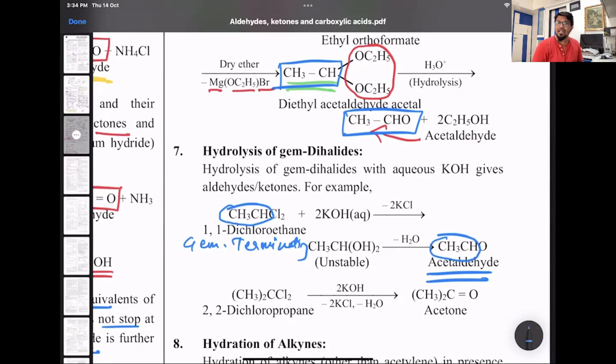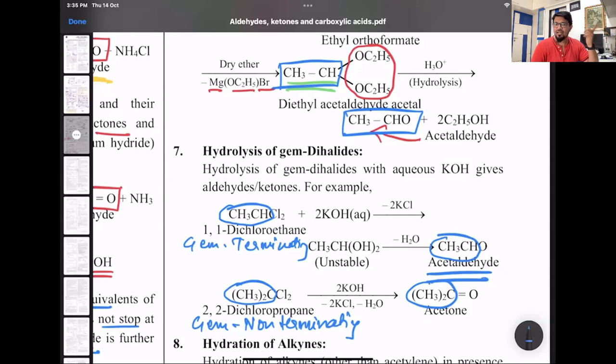The second is 2,2-dichloropropane, that is isopropylidene dichloride, which is again geminal non-terminating. So non-terminating will give a ketone. So CH3 twice, the C will remain as it is, and you will have a ketonic group, C double bond O. That's it. So geminal terminating with aqueous KOH gives an aldehyde. Geminal non-terminating with aqueous KOH gives you a ketone. That is the part. All right. And vicinal, just for logic, vicinal dihalides with aqueous KOH will give the respective glycols.